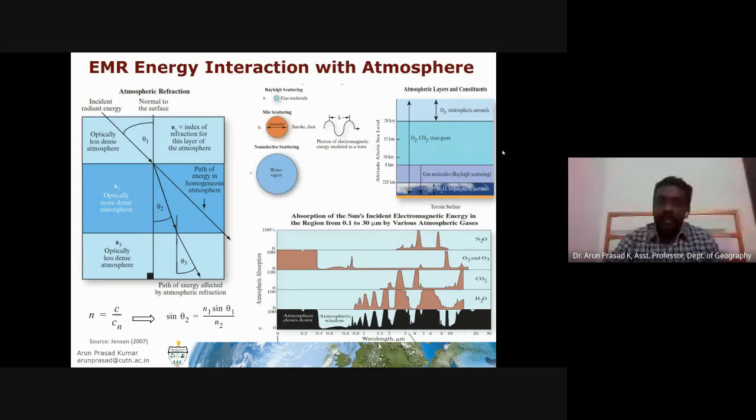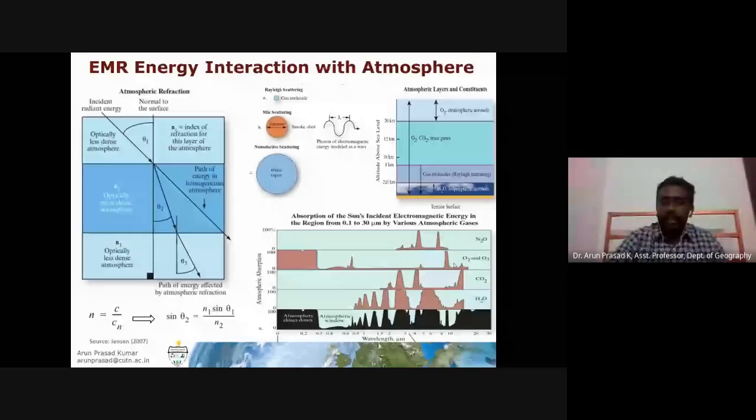These curves represent the atmospheric absorption at different wavelengths by different gases. This one represents absorption by H2O, water vapor. This represents carbon dioxide, this curve represents absorption by ozone and oxygen, and this one by nitrogen oxide. Since all these gases are constituents of the atmosphere, we have to take their cumulative effect to understand the absorption of the atmosphere in general.